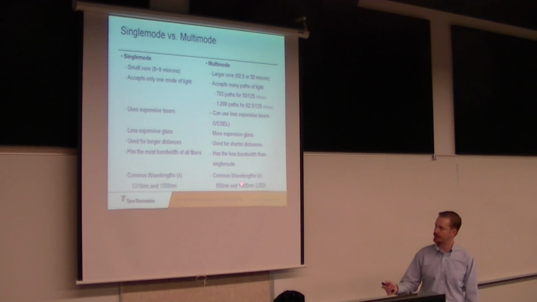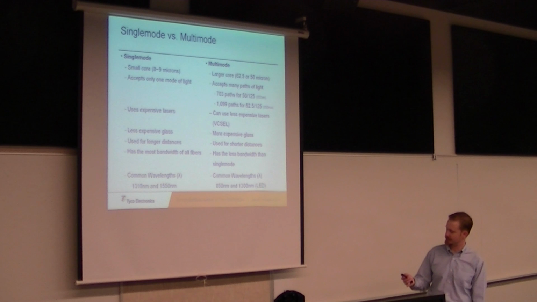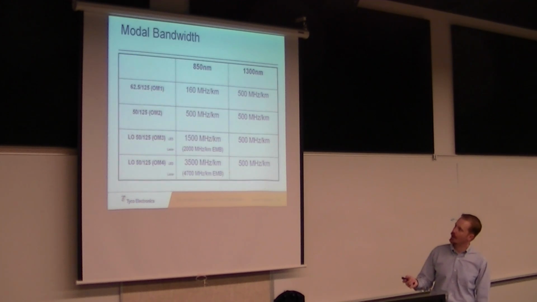This 1300 and 1310 are not the same thing. They're not interchangeable. You can't interchange. So I'm going to skip over this middle bandwidth. It just kind of shows that at 1300 nanometer, everything is the same at 500 megahertz per kilometer. And as you go up to the different fibers, it increases from 62.5 micron to the regular 50. Then there's something called OM3, which increases a little more, and then the newest fiber is OM4, which increases a little more.